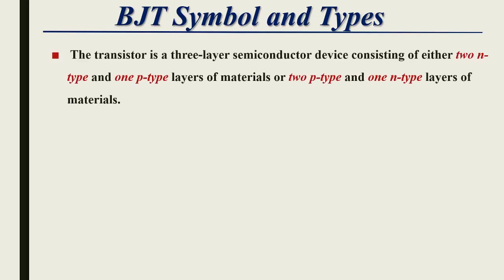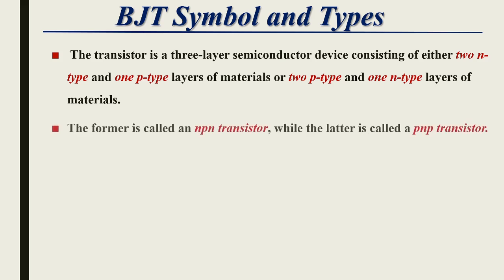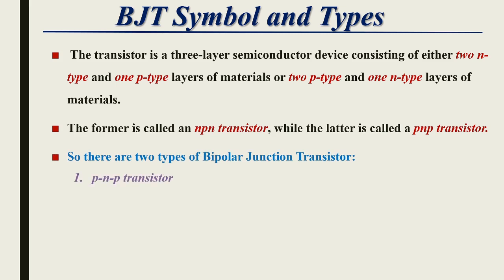So here are the BJT symbol and types. The transistor is a three-layered semiconductor device consisting of either two N-type and one P-type layers of materials, or two P-type and one N-type layers of materials. The former is called an NPN transistor, while the latter is called a PNP transistor. So there are two types of bipolar junction transistor, that is PNP transistor and NPN transistor.